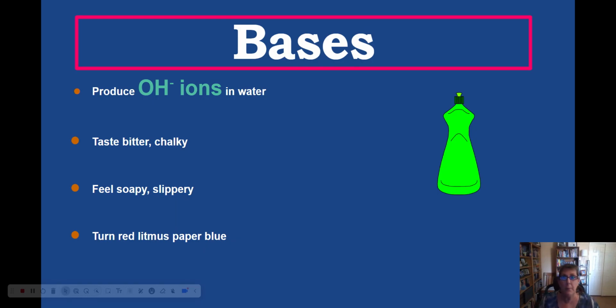When you have OH minus ions floating around in the water, it tastes chalky and nasty. We don't like the way bases taste. They can feel soapy or slippery like soap or bleach, and they turn red litmus paper blue. But what you need to remember is that OH minus ions, hydroxide ions, are what bases produce in water.